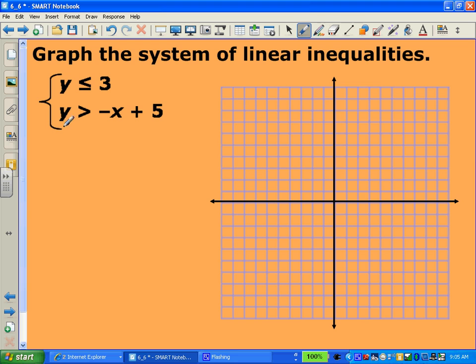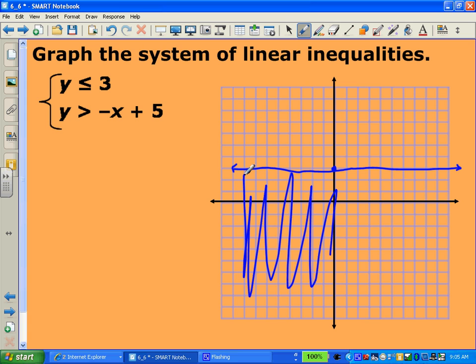Now one more here, and I just wanted to show you this one because of the first line. I wanted to remind you that if there's no x in the equation, it's a horizontal line. So if I have y less than or equal to 3, that's going to be a horizontal line at 3. And it's going to be just straight across at 3. And since it's less than or equal to, it gets shaded below.